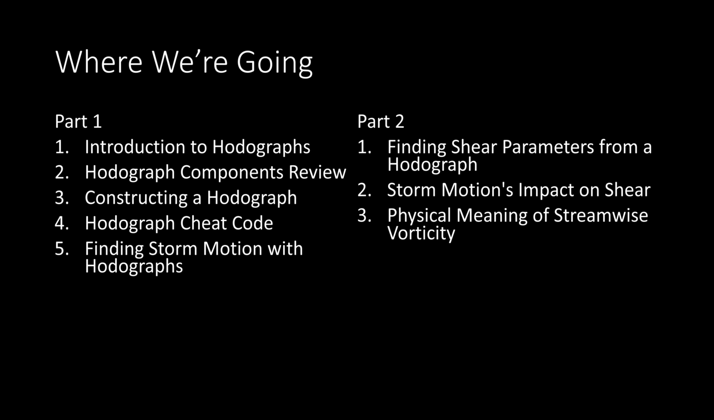For this breakdown, this is where we're going. In this part, we're going to introduce hodographs to begin, and then we'll break down their components. Once we've done that, we'll build our own hodograph. Then we'll talk about the cheat code, and then we'll find storm motion on hodographs. And for the next part, we're going to find shear parameters from a hodograph. We'll look at the impact of storm motion on wind shear, and we'll understand the physical meaning of streamwise vorticity.